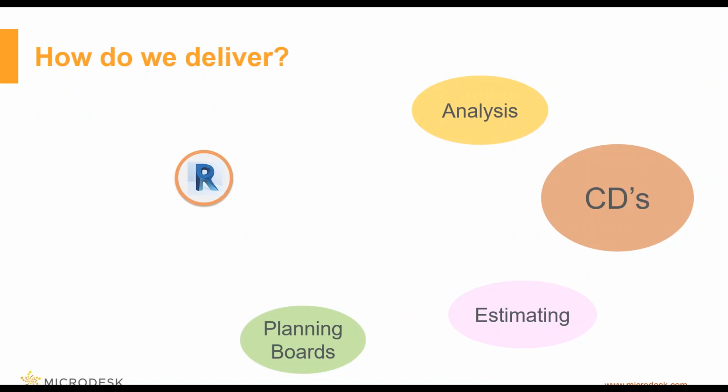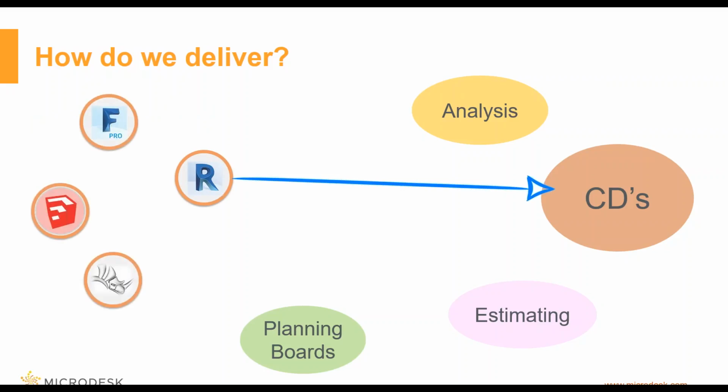Now, we know we're going to be using Revit in this case to create our CDs. Okay, well, are we going to start off in Revit, though? Not really, no. We might have a team that wants to use something else. So in this case, let's say that the team wants to use Sketchup. Well, we can bring Sketchup directly into Revit, but we can also take that through Formit Pro or just work in Formit on its own and create that content. We might also have a team that wants to use Rhino.